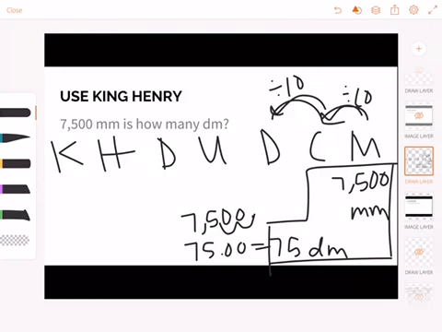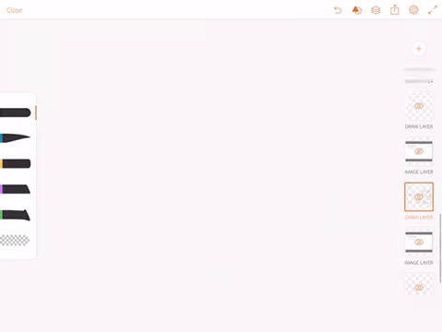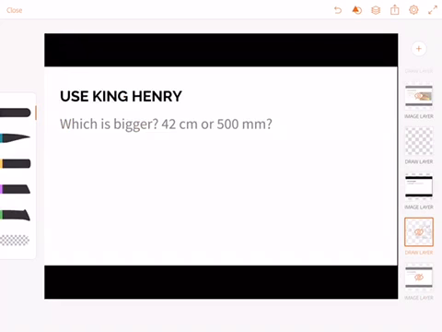So let's try another one where they want us to do a comparison. They said, okay, which is bigger, 42 centimeters or 500 millimeters? And the problem here is obviously that one's in centimeters and one's in millimeters. So we need to change one to be the other one. So I'm just going to decide that we're going to change our centimeters into millimeters.